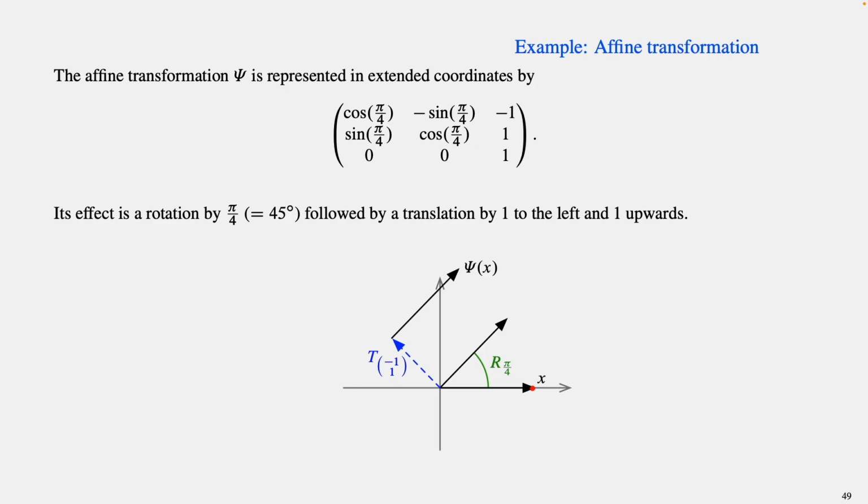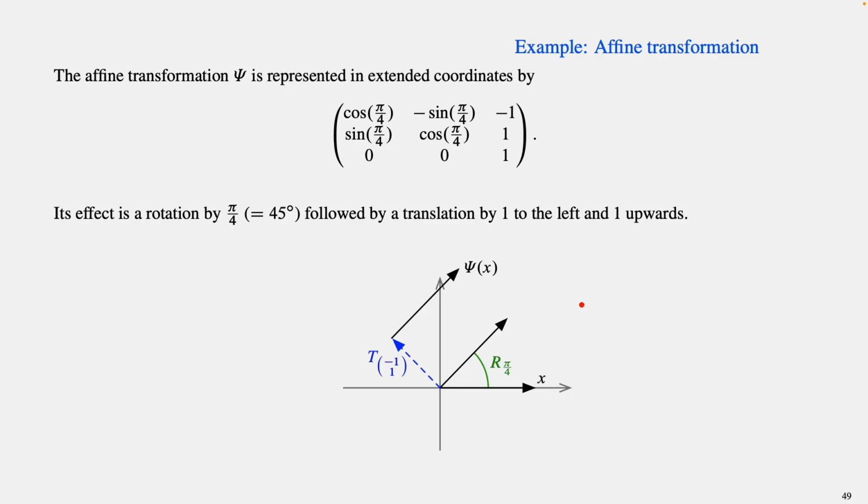Here this little image shows what we do. As an example, we look at what happens to this vector x on the first coordinate axis. First, we apply the rotation, which is given by this matrix part here. That rotates x to this point. And then we apply the translation given by the part here in the last column. That means the translation by this vector. So we add this vector -1, 1 to the now rotated vector, and we end up at this point here. So this is what happens to this vector x.